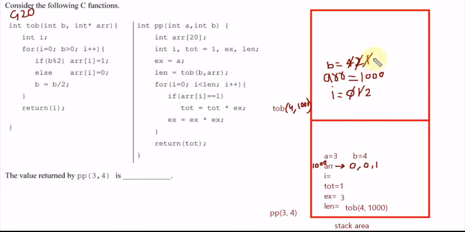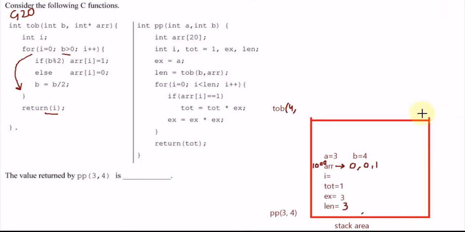After that we divide the value by 2, and as this is an integer value, b will be 0 now. Now we again increase the value of i, and now the loop condition is false because b is 0, so we come out of this for loop. Now we return the value of i. The value of i is 3, so 3 will be returned from tob. This is the last line, and that's why this function will be popped out from the stack.